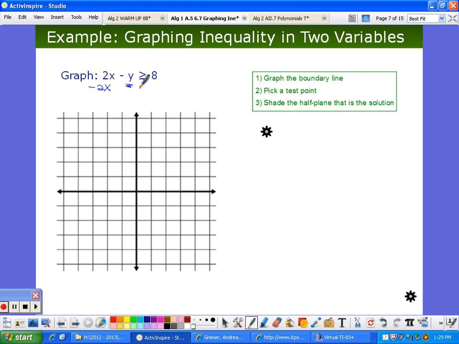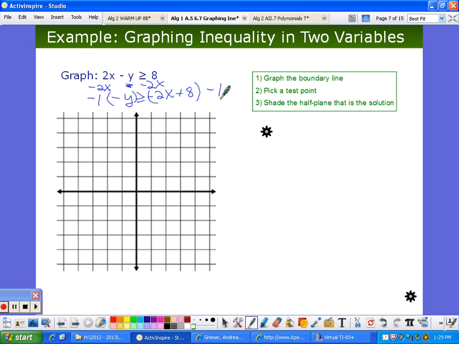So solve it for y, again, just like if it was an equation. Subtract the 2x, and I get negative y bigger than or equal to negative 2x plus 8. All right, well, I don't want negative y, I want y. What do I do? Multiply by negative 1. Oh, wait a second. This is an inequality. I have to stop. I'm multiplying. I have to stop and ask that question: did I just multiply by a negative? Yes, I did.